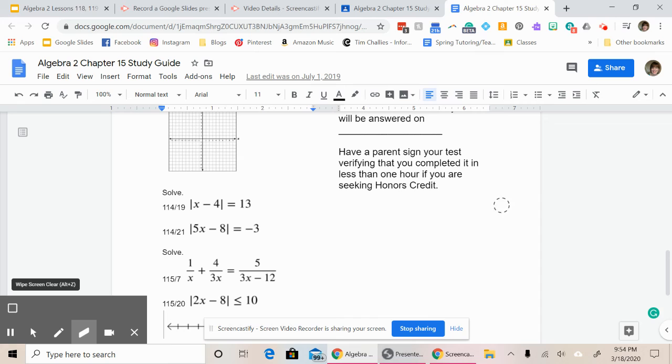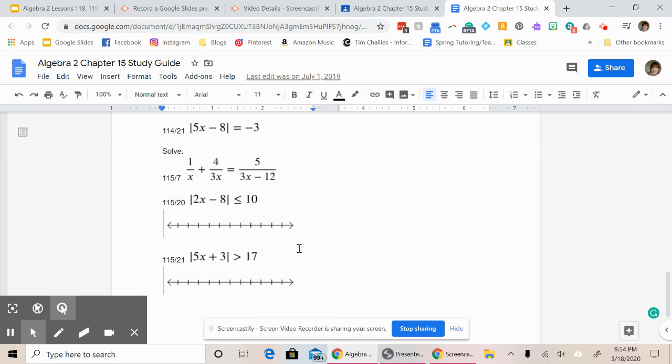Here we have another absolute value inequality. It's all about the critical points. I even gave you a place to put those critical points. You're going to use closed circles. It's less than, you're going to shade everything in between. To find those critical points, you are going to write 2x minus 8 equals 10, 2x minus 8 equals negative 10.